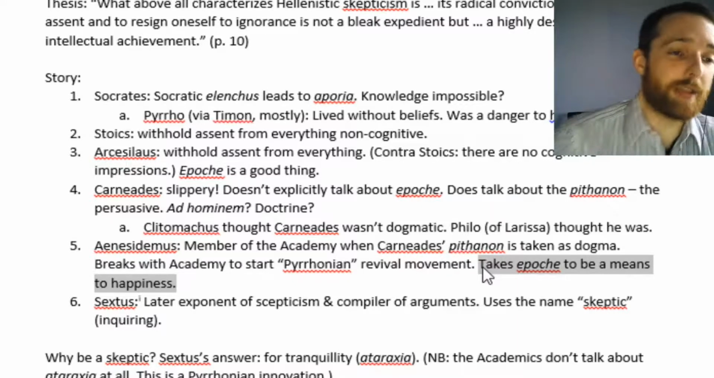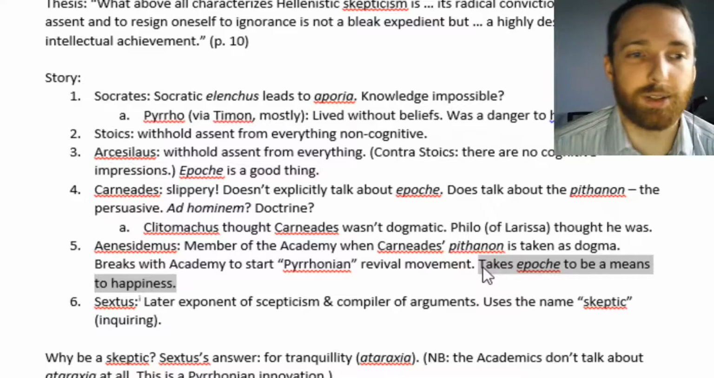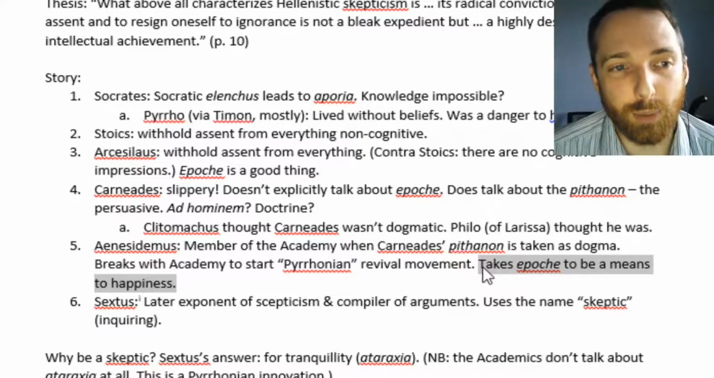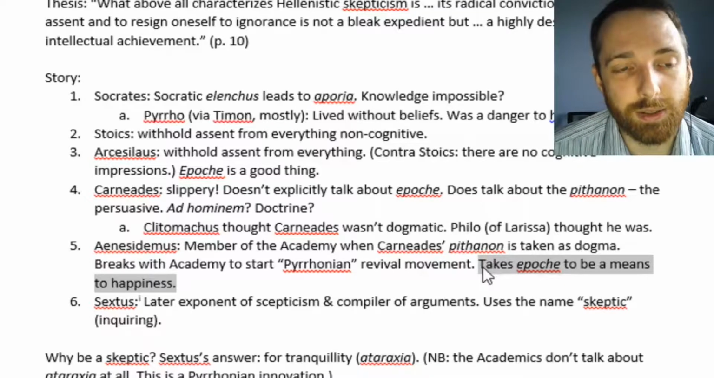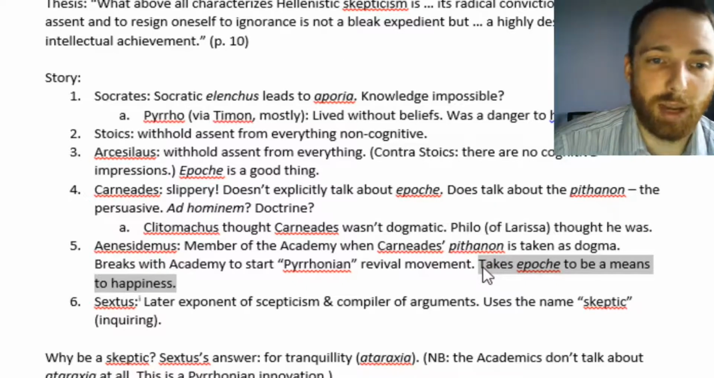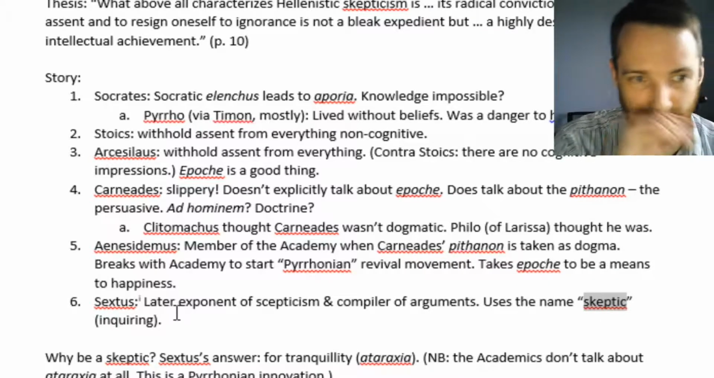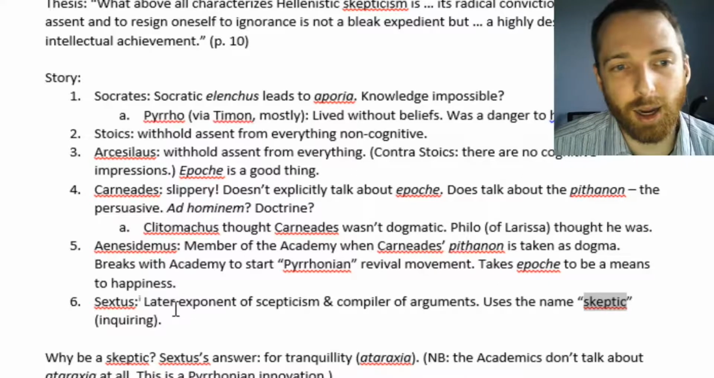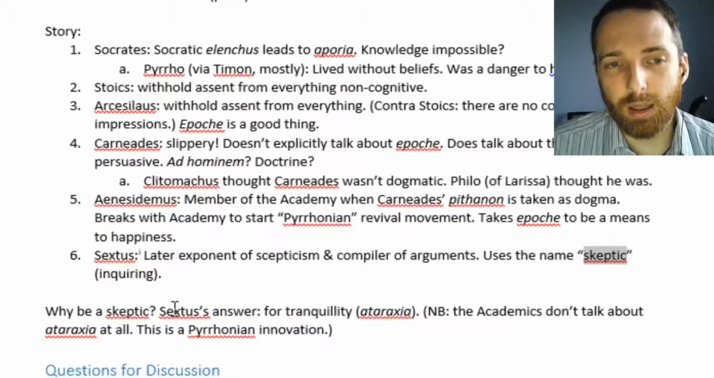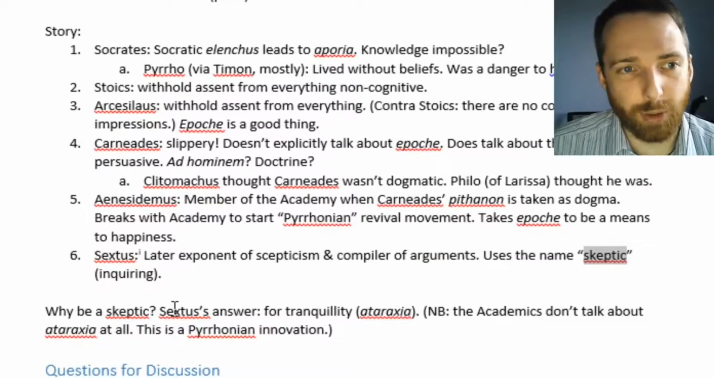Okay, and stage 6, I'm calling stage 6, Sextus, as a final stage, he's somewhat later than Aenesidemus. He is a later exponent of skepticism and a compiler of arguments. He uses this term skeptic, which means inquiring. We have talked about this several times in class already. I'm not sure if Aenesidemus uses that.